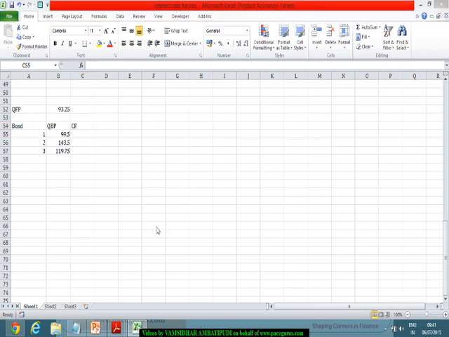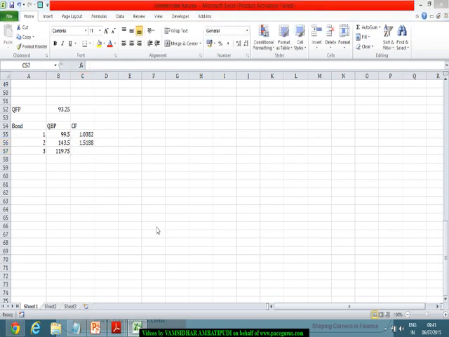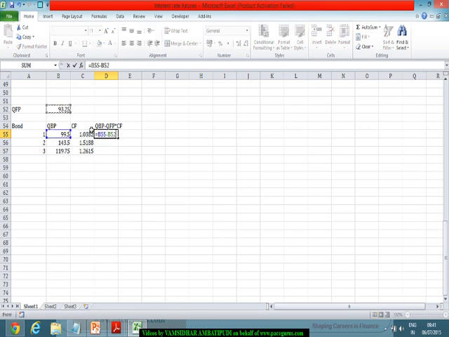The conversion factor has been computed based on 6%. 1.0382 is the conversion factor here, 1.5188 is here, and 1.2615 is here. Now obviously I can find out the quoted bond price minus the quoted futures price times the conversion factor. So these are the numbers. Whichever is having the least, obviously the second one is having the least from this calculation. So the choice would be the second one.